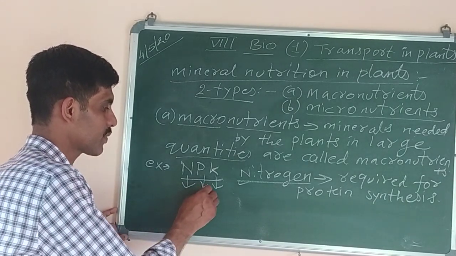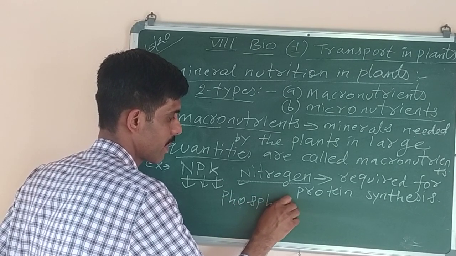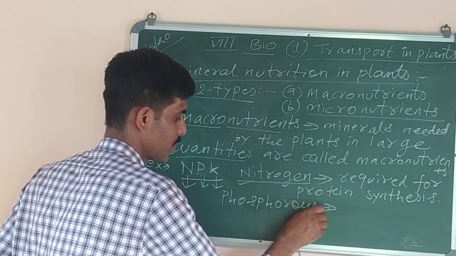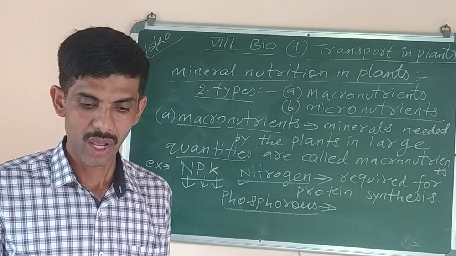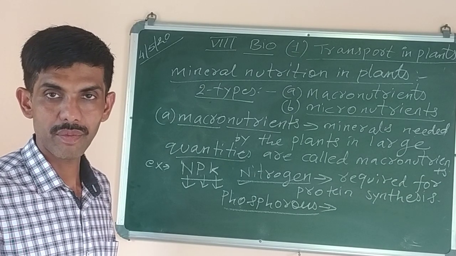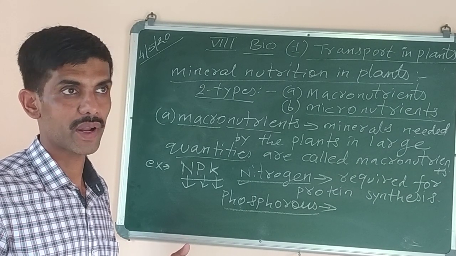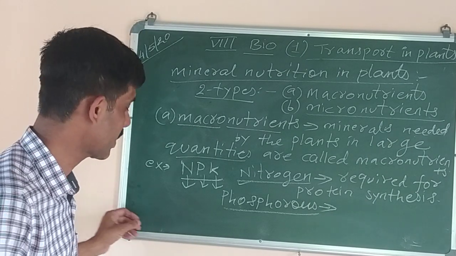Now the second one is phosphorus. Let's see what is the function of phosphorus. Plants need phosphorus in order to carry out the function of opening and closing of the cells, or help in the phosphorus is there in our ATP. Just now I said adenosine triphosphate. You remember that?